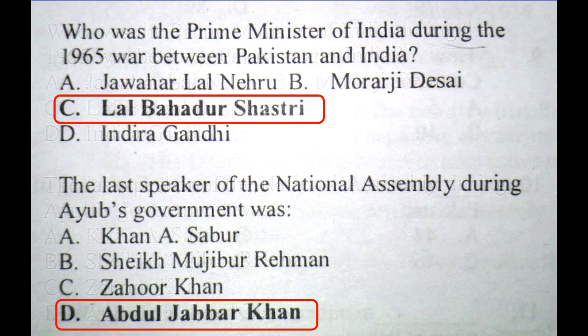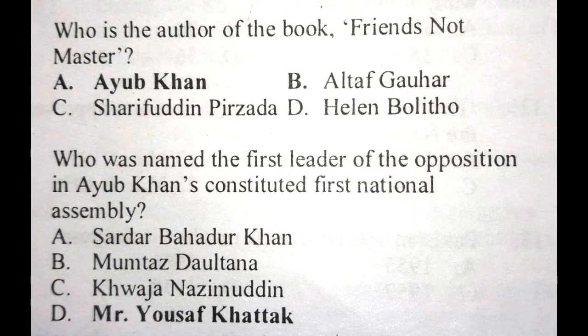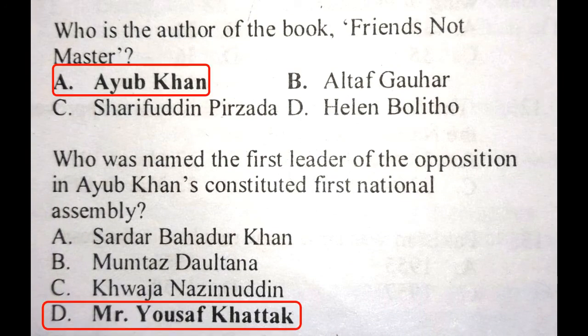Question: The last Speaker of the National Assembly during Ayub's government was. Answer is Abdul Jabbar Khan. Question: Who is the author of the book Friends Not Masters? Answer is Ayub Khan. Question: Who was named the first leader of the opposition in Ayub Khan's constituted first National Assembly? Answer is Mr. Yusuf Khattak.